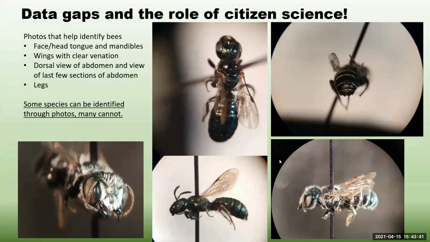If you're trying to take photos of bees, it's really helpful if you can get a shot of the face, the head, tongue, and the mandibles. Typically, to get the mandibles, the bees have to be pinned. I understand a lot of people do not want to pin bees, so don't feel bad if you can't do that. Or get a picture of the wing venation. A dorsal view of the abdomen and the last few sections of the abdomen are important, as well as the legs, because of the hairs and spines that exist on legs, which help us get to the generic ID.